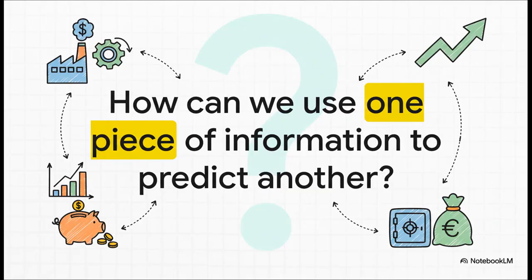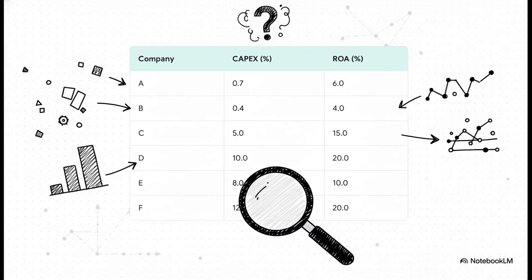You know, at its core, what we're talking about today really answers a pretty basic question. If you know one thing, like, say, how much a company is spending, can you use that to make a really good guess about something else, like how profitable it is? Let's dive in.